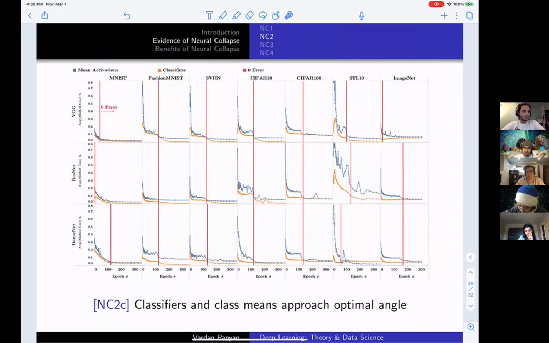The next plot shows that the angles converge to the optimal value. The optimal value is that the cosine of C and C prime should converge to -1 over C minus 1, for this to be a simplex ETF.